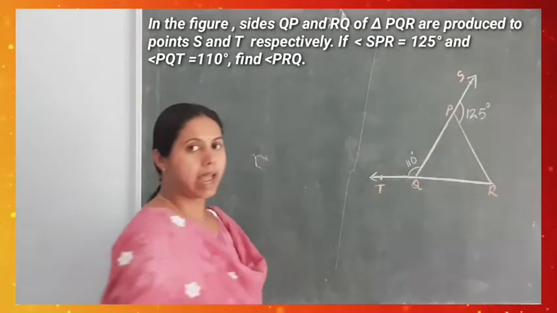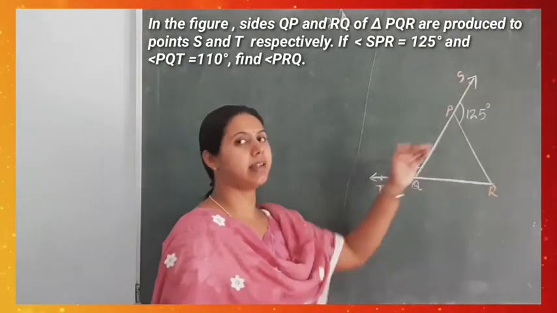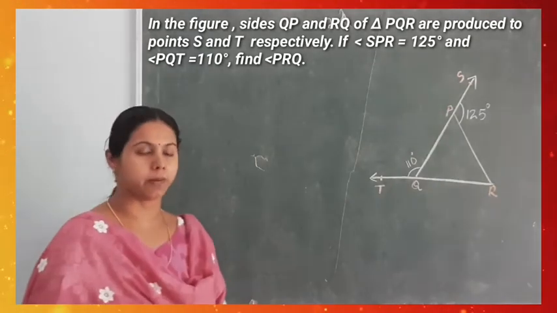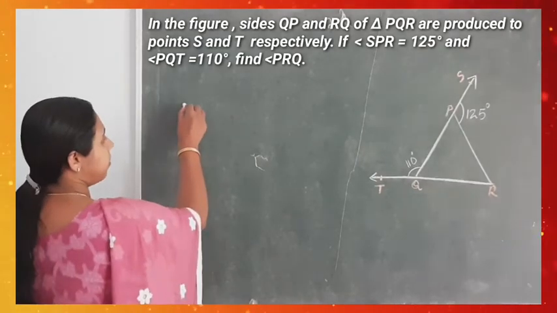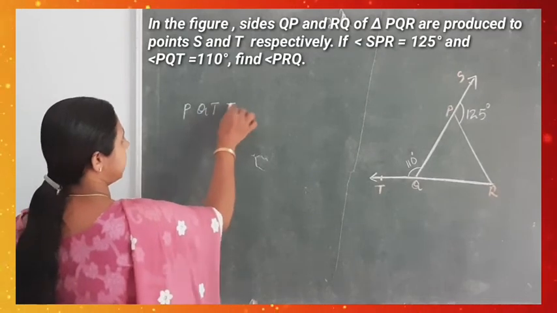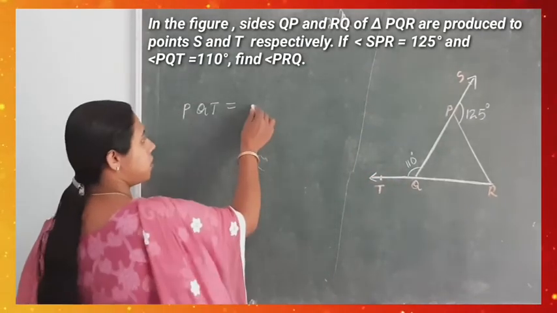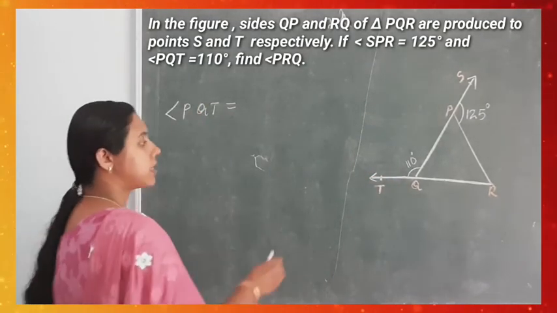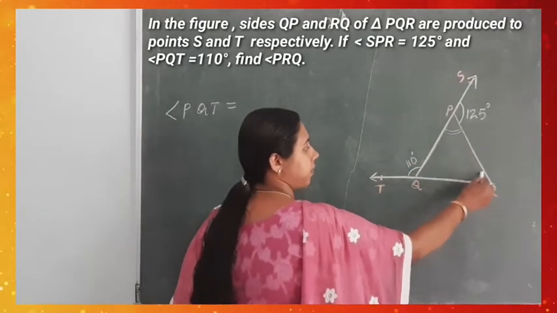And then you can use the angle sum property. Or once you find one of the interior angles, then you can use the exterior angle property. So let's see here. We know that angle PQT, that is the exterior angle, is equal to the sum of the two interior opposite angles.